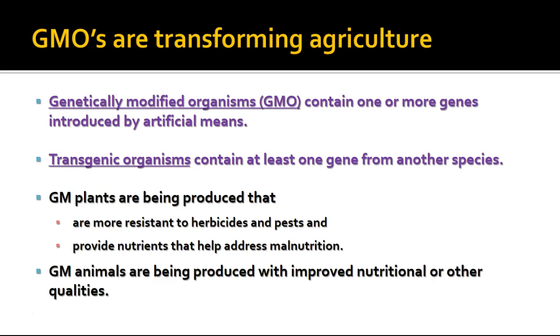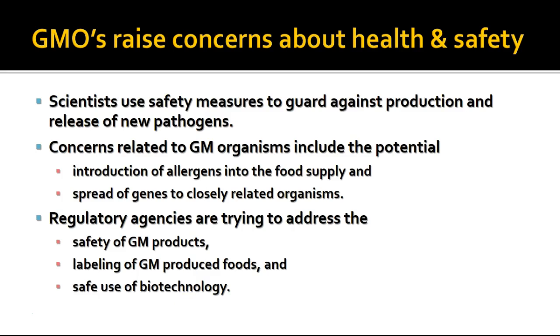Nowadays, we're producing plants, for instance, that are either more resistant to herbicides or pests, or help provide additional nutrients that might help address malnutrition in some areas. There are also GM animals that are being produced that, for instance, can produce milk that contains antibiotics or vaccines for certain kinds of diseases, additional nutrients of various kinds. We have to watch this very carefully.